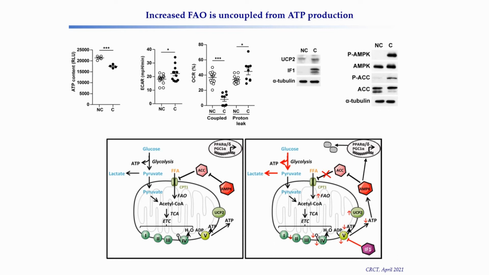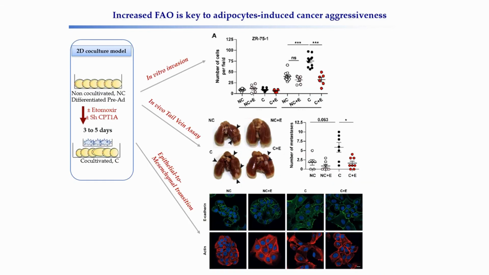So due to the fact that there was a decrease in ATP in these cells, we found an activation of AMPK, which will in turn inhibit ACC by its phosphorylation. So really there is something like a vicious circle, meaning that you have an increase in FAO, which is uncoupled to ATP production. The decrease in ATP will lead to activation of AMPK, which will in turn favor fatty acid beta oxidation.